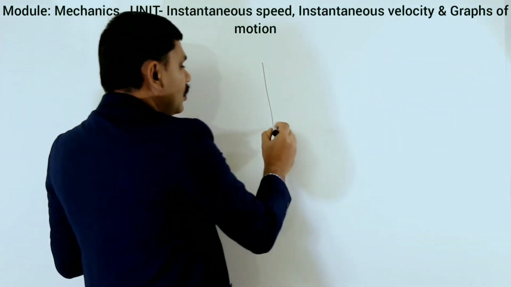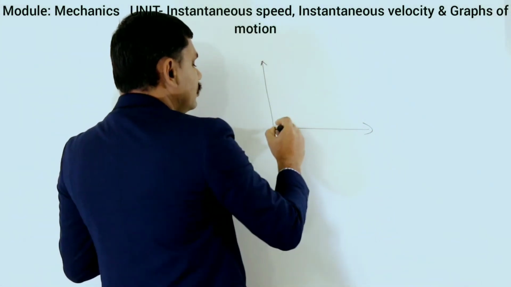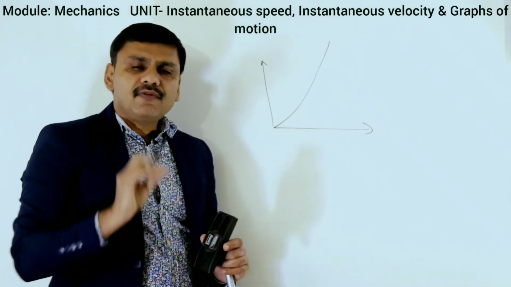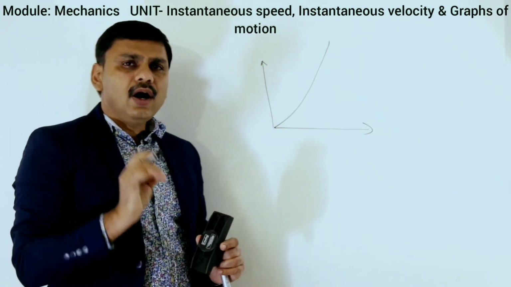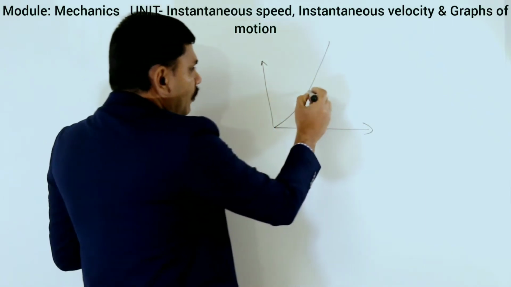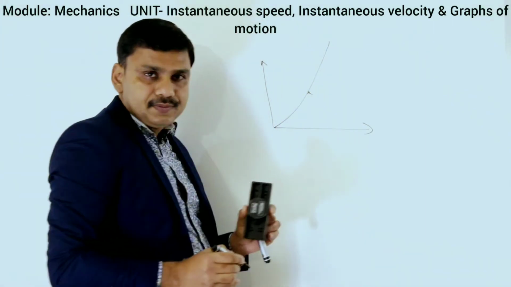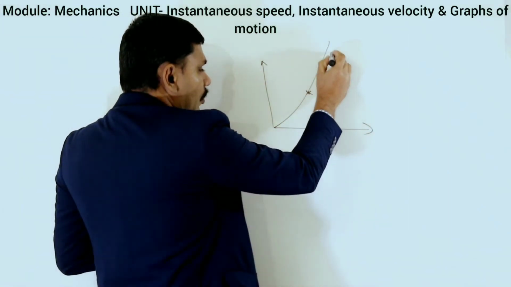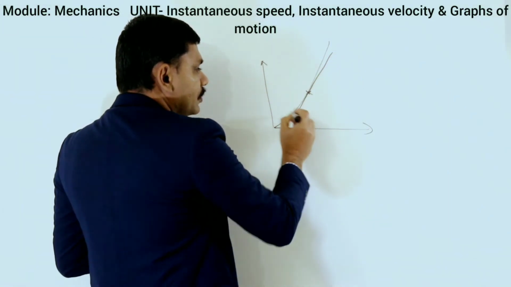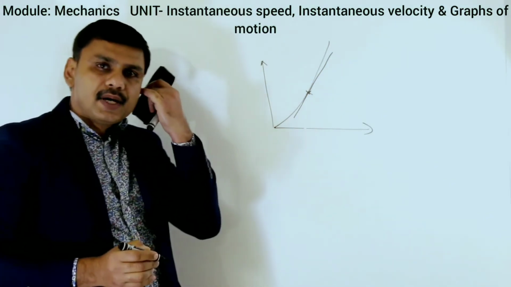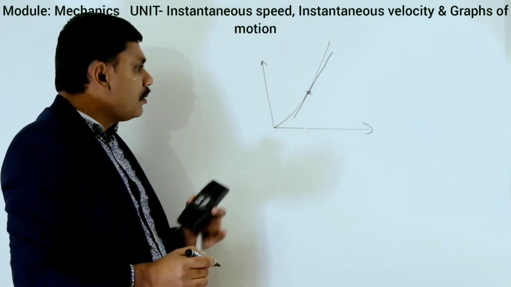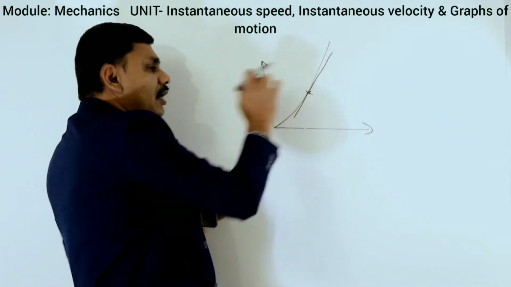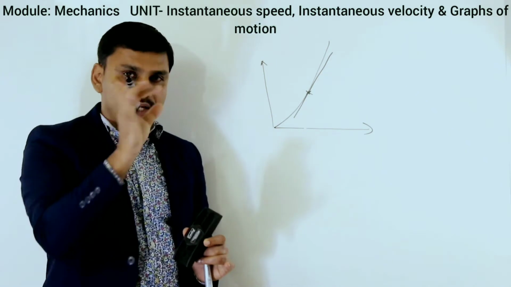But if the graph is not straight, how will you calculate the gradient? If you want to calculate the gradient at this point, what do you have to do? Make a straight line passing through only that point. That means this straight line is a tangent to that point.